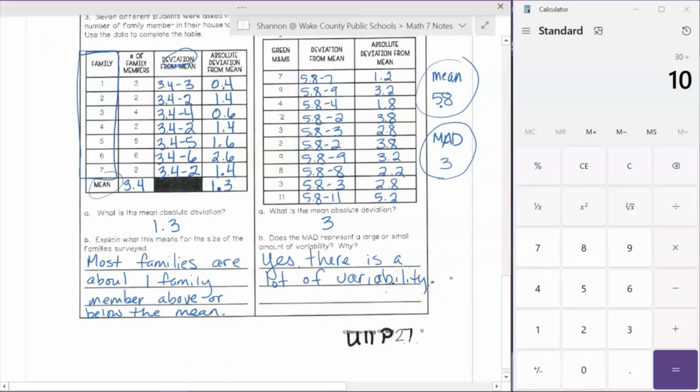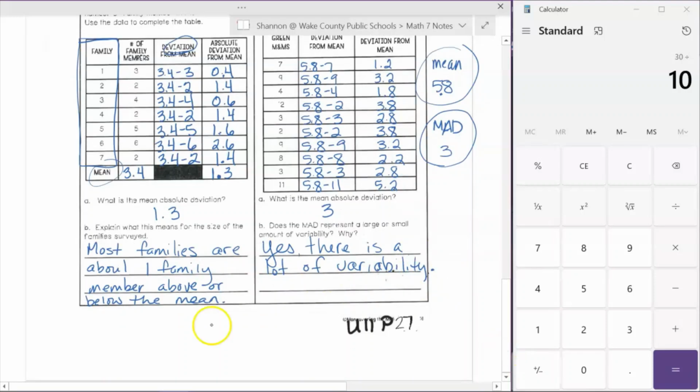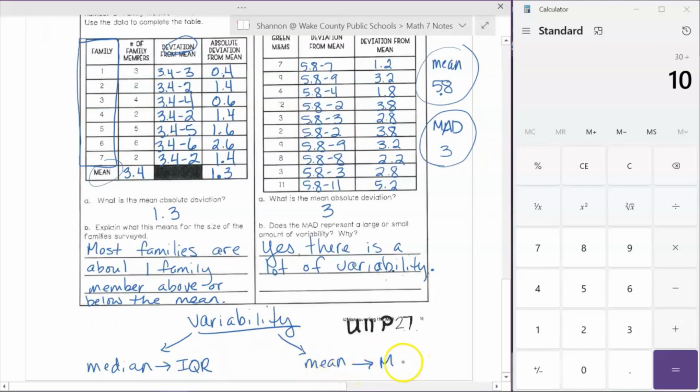All right, so big ideas here for these 2 pages. We're measuring variability. If we use the median, that's called the IQR, interquartile range. And if we look at the mean, that uses the mean absolute deviation. So it's 2 different measurements for how different a set of data is.